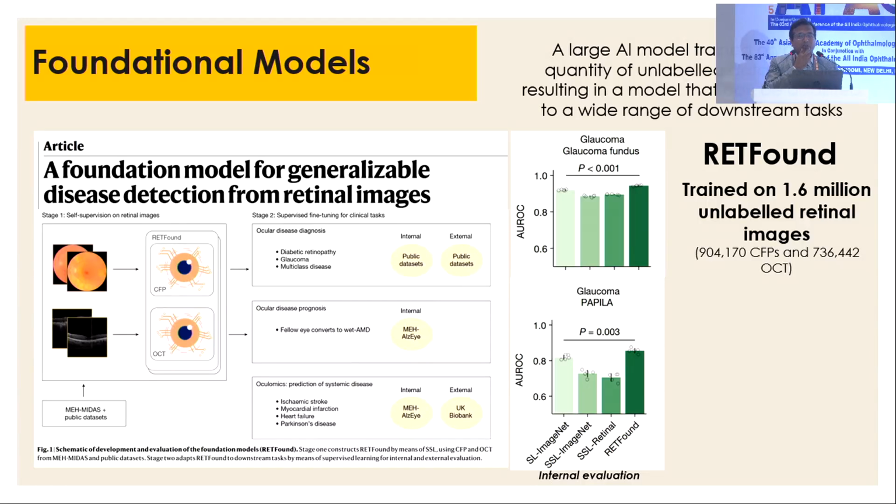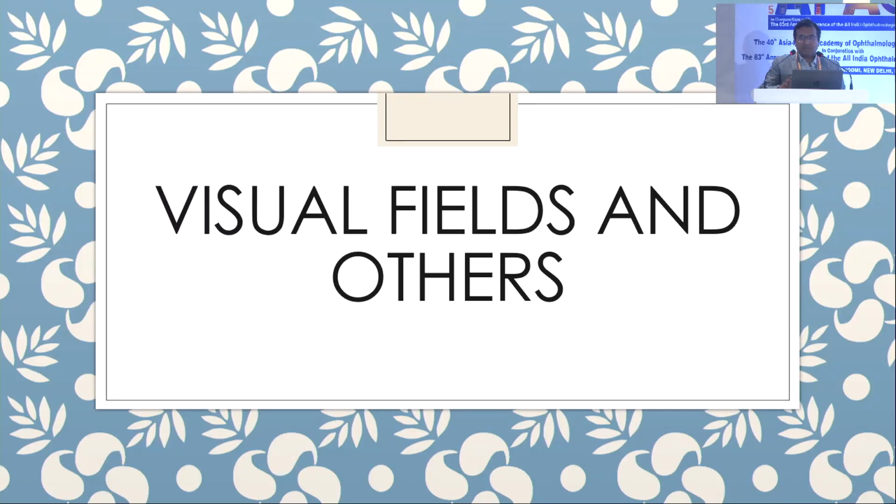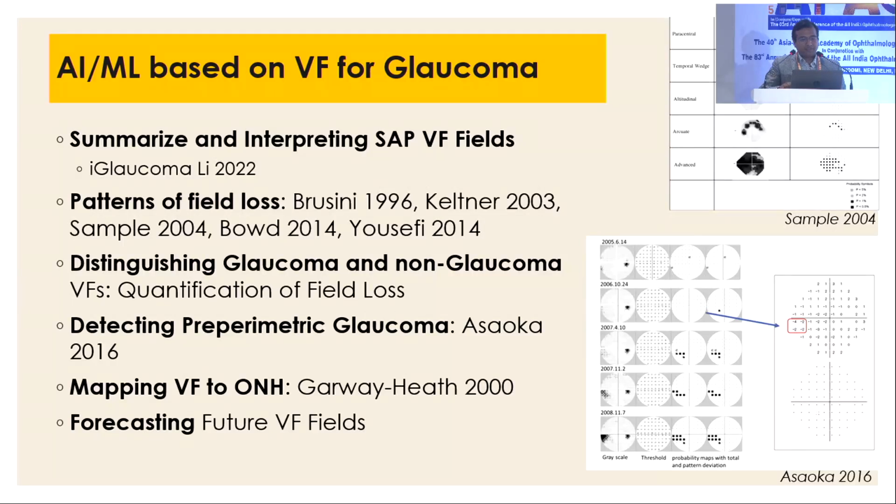A very interesting development now has been the development of foundational models. These foundational models have been developed based on unlabeled data. So it has been fed 1.6 million images, many of them from Moorfields and others from the Chinese dataset. Nearly 1 million color fundus photographs and 700,000 OCT images. And even with unlabeled data, this model has shown over 80% area under the curve for fundus glaucoma detection under external datasets. So the field is very active, and the algorithms are out there.